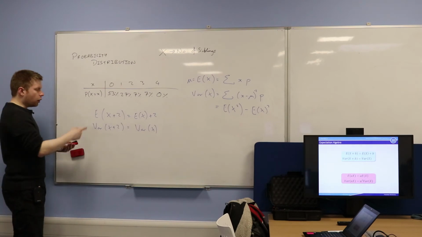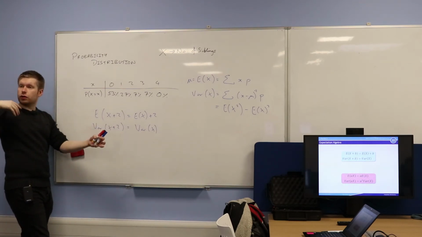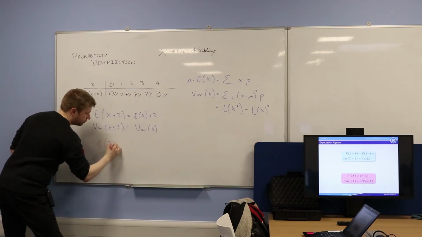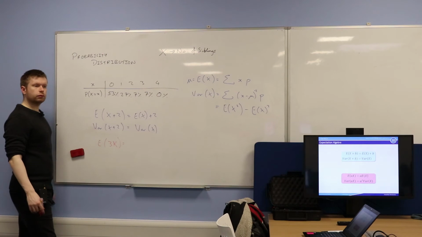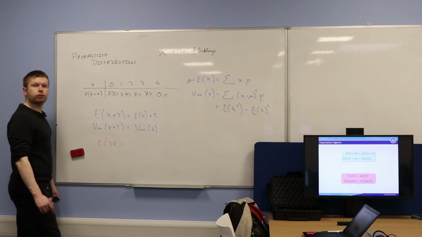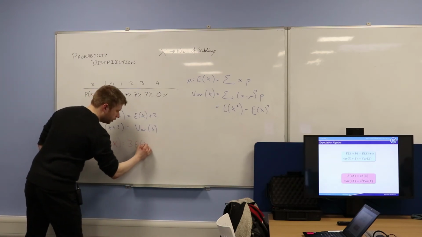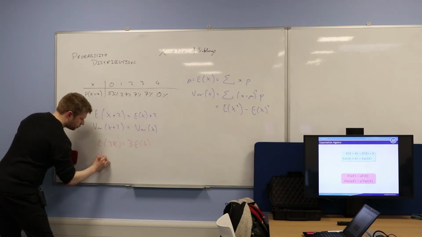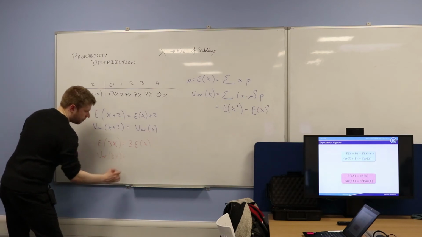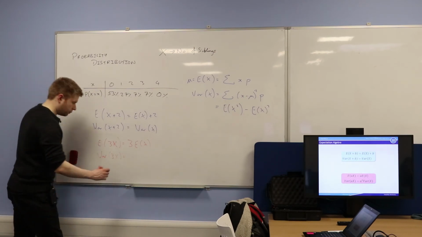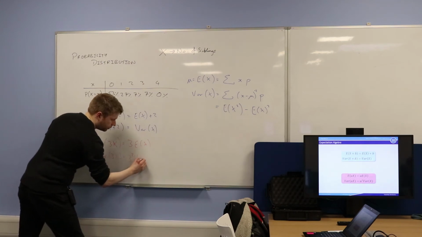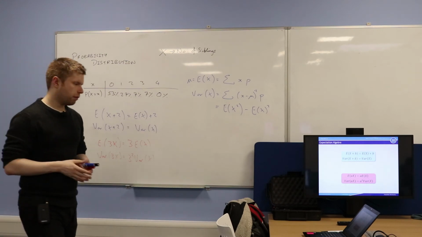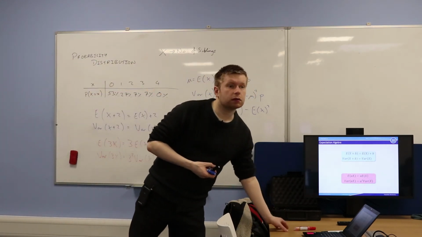Good, fantastic. Now what happens if we do a scaling transformation? So in other words, we do a multiplication transformation. So what would, for example, E of 3x be? 3 times the old one. Good. What would the variance of 3x be? 3 times the old variance. Good. You remember why it's 3 squared? Why is it 3 squared?